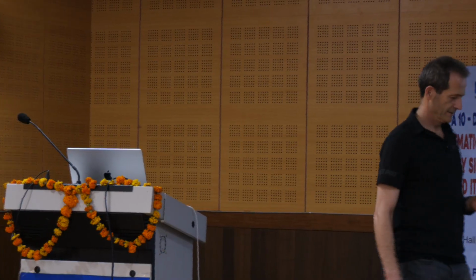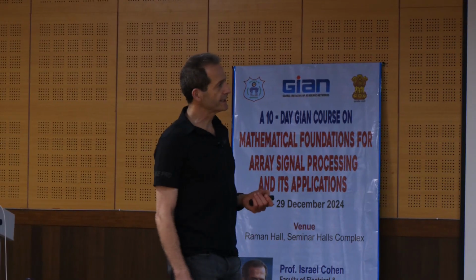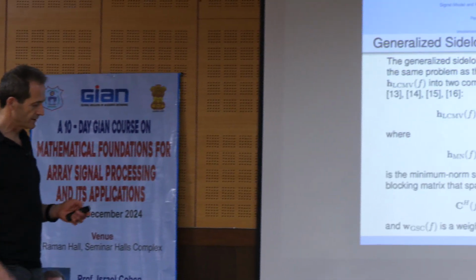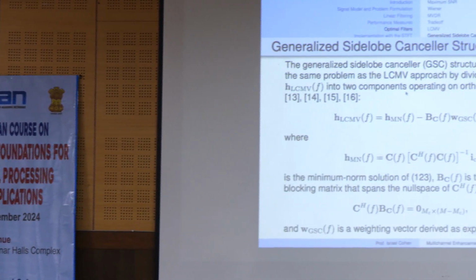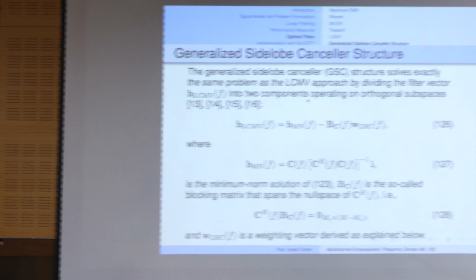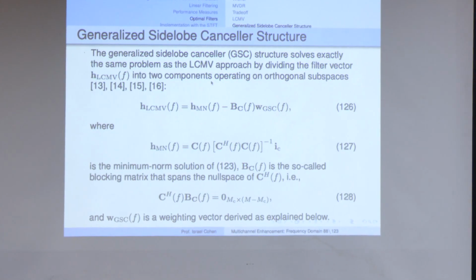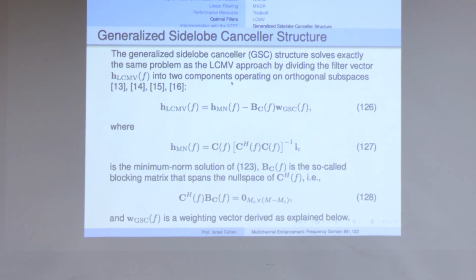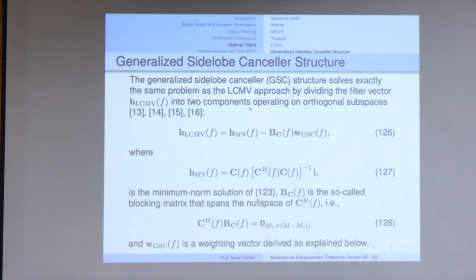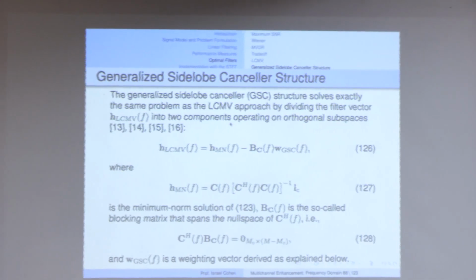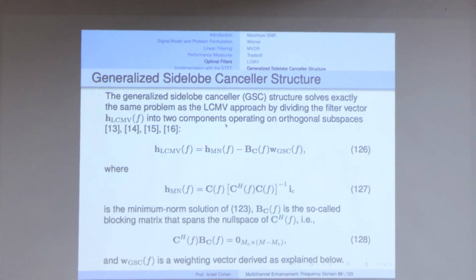Here. So now we can see, I will show you how the generalized sidelobe canceller gives also a similar solution using this decomposition into two components. So it will give us a solution to the LCMV, which is a generalization of the MVDR, because instead of one constraint, we have multiple constraints.